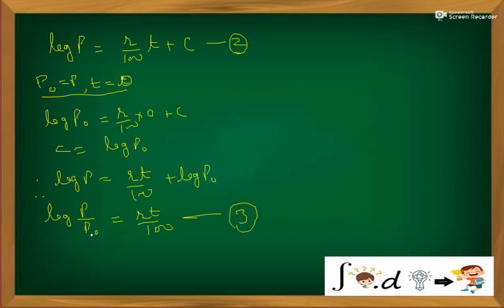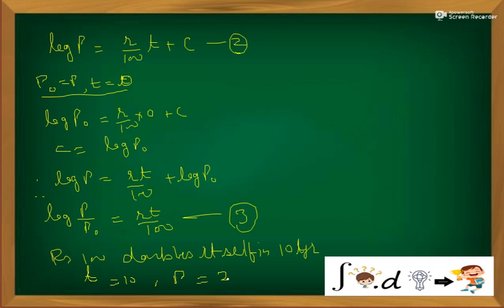Okay, now log P by P naught is equal to RT by 100, and now it is given that rupees 100 doubles itself in 10 years. That is, when T is equal to 10 and P is equal to twice of 100, that means we have 200.